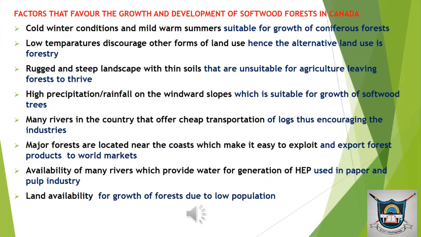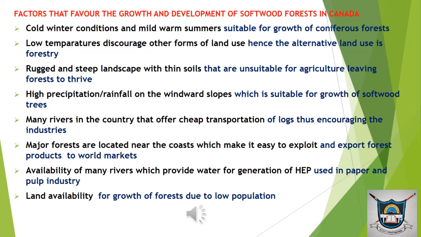So far, so good. We now look at the factors that favor the growth and the development of softwood forest in Canada. And one, the cold winter conditions and the mild warm summers are suitable for growth of coniferous forests. The low temperatures discourage other forms of land use, hence the alternative land use is forestry.